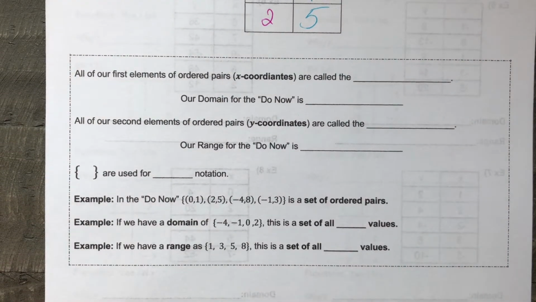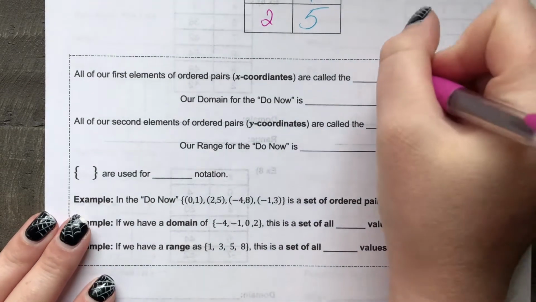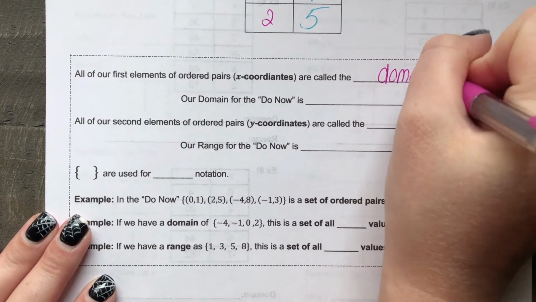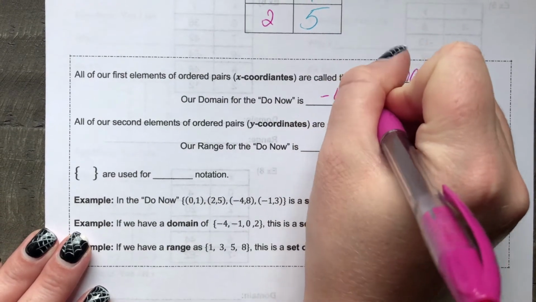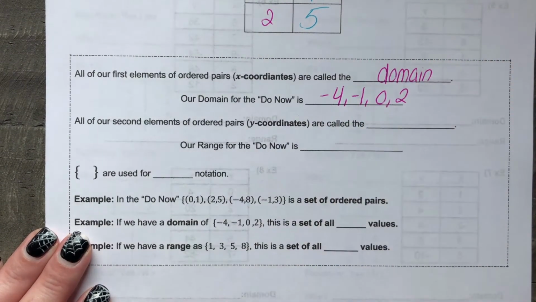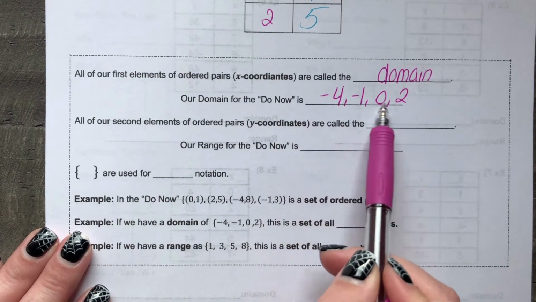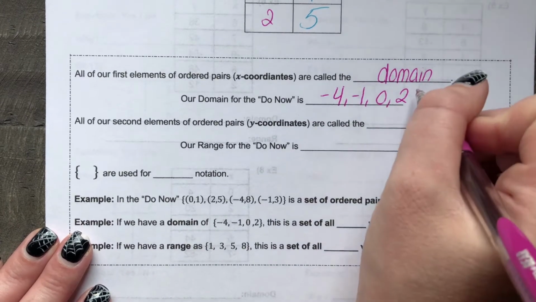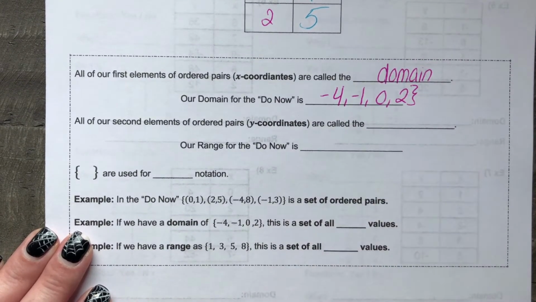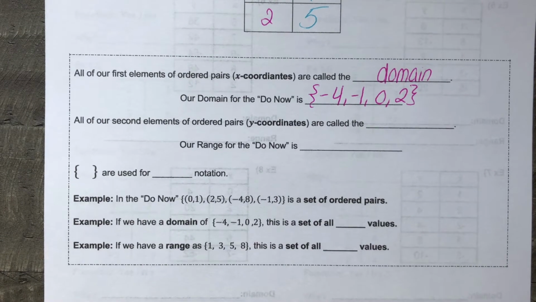Okay, it says all of our first elements of ordered pairs, those X coordinates, those X values, we're going to say that that's our domain. And this is part of today's lesson, talking about domain and range. Our domain, those X values from the do now, were -4, -1, 0, and 2. Now be really careful when you write this as a list of numbers, you have to put those little squiggly brackets around them. So here we go, a little squiggle on the right, a little squiggle on the left. You want to make sure that that's around your list of numbers.